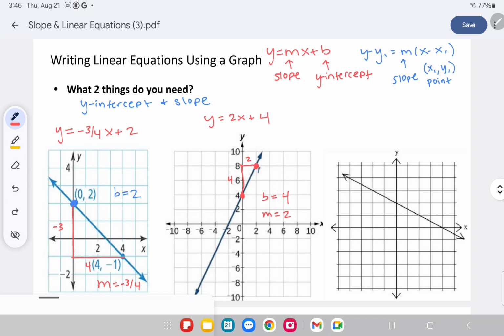For our final graph, our axes aren't labeled. So we're going to assume that both the x-axis and the y-axis are going up by 1s. So our y-intercept is at 2 if we're going up by 1s. And then I'm going to grab another good point right here. Our slope is negative. We go down 1 and to the right 2. So our slope is negative 1/2. So in slope-intercept form, we would have y equals negative 1/2 x plus 2.